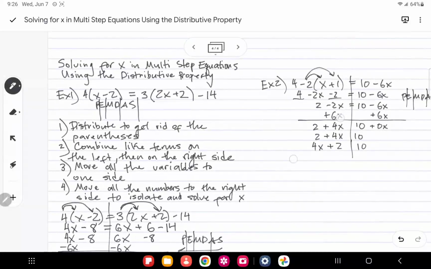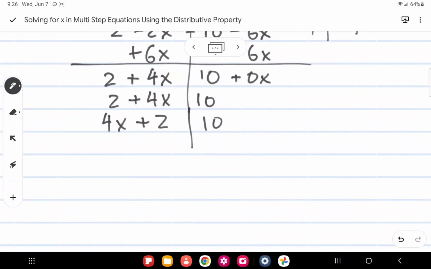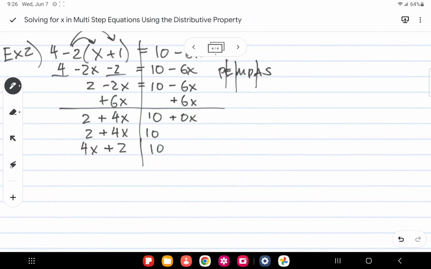Now we move all the numbers to the right to solve for x. This is just a normal or a regular multi-step equation to solve for x. So once again, PEMDAS, the operation being done to 4x is adding 2. The opposite of addition is subtraction. So we will subtract 2 here, also on the right side. 2 minus 2, that is just 0. 10 minus 2, that is 8.